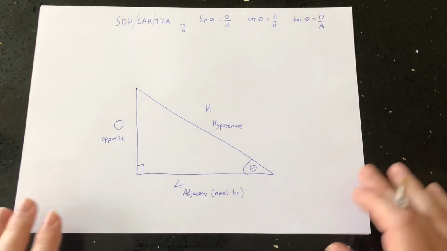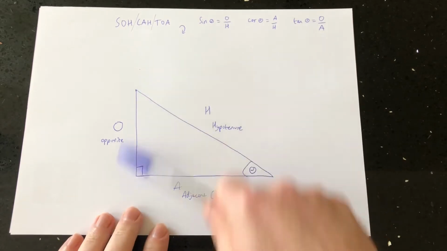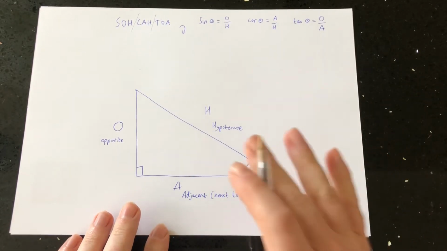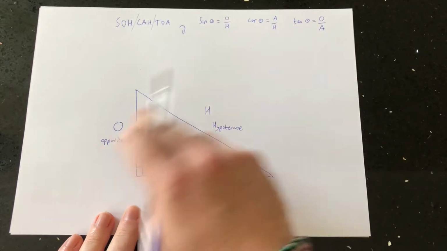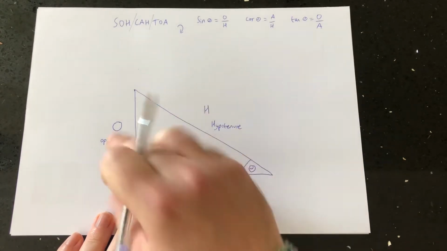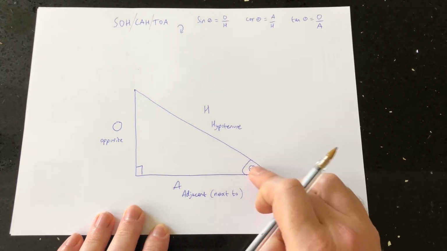Hello. Okay, so today we're going to go through trigonometry. If you see a right angle triangle, you're probably going to come across either Pythagoras' theorem or trigonometry. Pythagoras' theorem is used if you've got two sides and you're working on just the sides and not the angles. Trigonometry involves an angle.